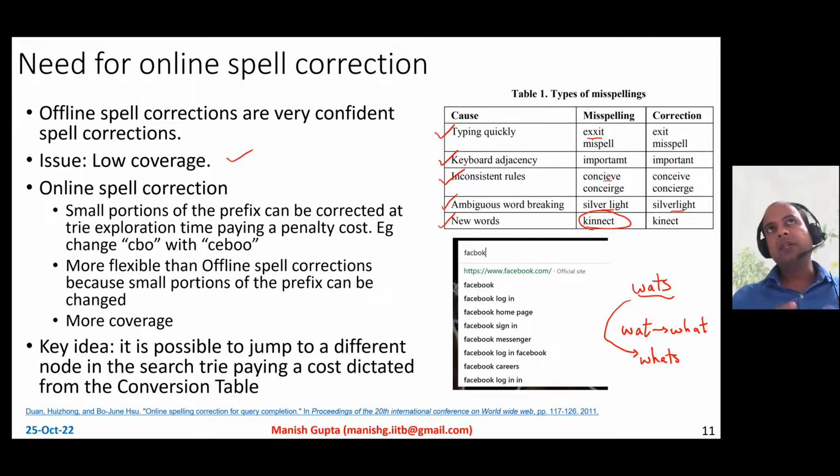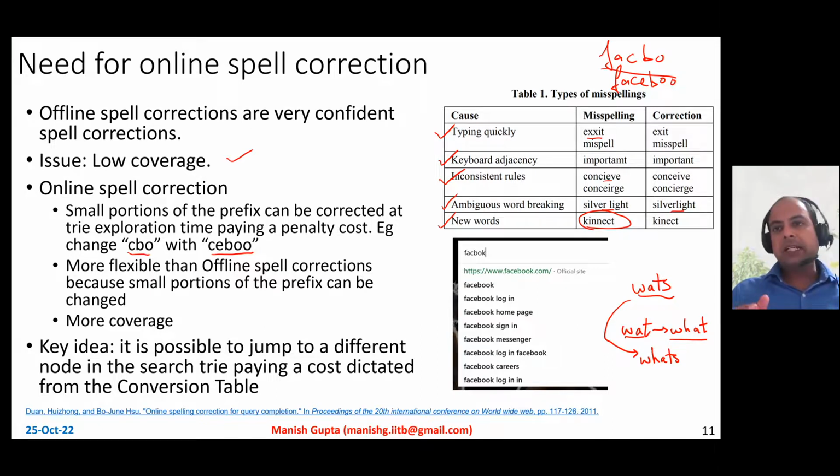Right? And therefore, the idea is let's assume that you have some sort of a conversion table, which tells you that a subword like WAT can become WHAT. Similarly, if the user has, for example, typed in FACPO, you may use a conversion rule which converts CPO to CEBOO and make it Facebook, right? And that can surely lead to way better suggestions in the subtrie compared to FACBAW, which may lead to nothing in the subtrie.